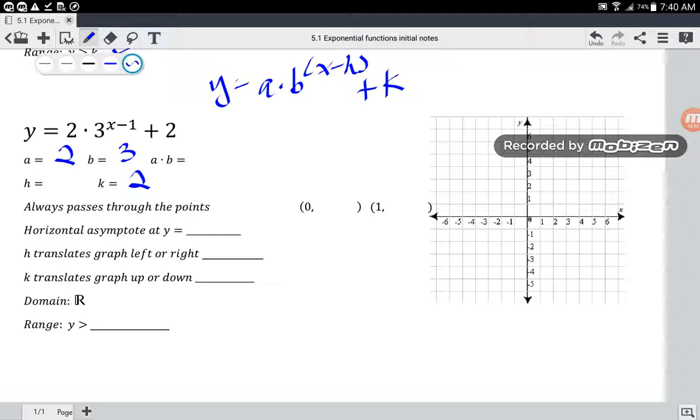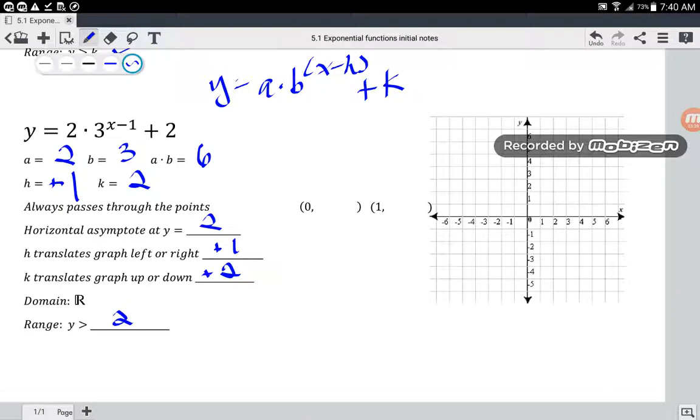K is plus 2. H is opposite of the sign, so it's a minus 1, so I'm going to use a positive 1. And a times b is just 2 times 3 multiplied, or 6. The horizontal asymptote is going to be at k. We're moving positive 1, so 1 to the right, and we're moving up 2. So the range is going to be all y values greater than 2.